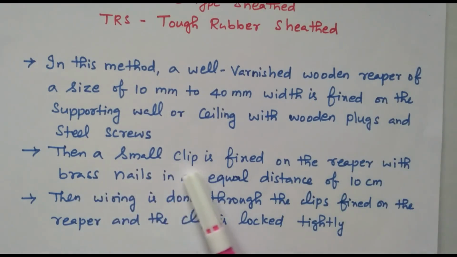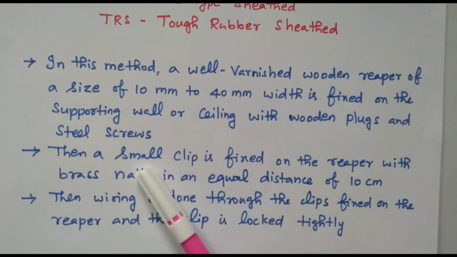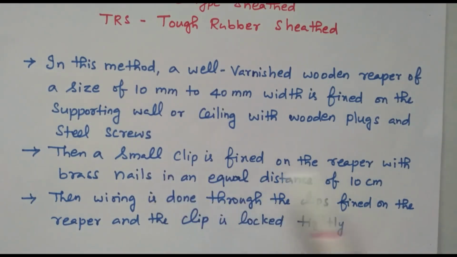Then a small clip is fixed on the reaper with brass nails at an equal distance of 10 centimeter. So the small clip is placed on the wooden reaper at a distance of 10 centimeter. In this clip only we are going to place the conductor. Then wiring is done through the clips fixed on the reaper and the clips are locked tightly.